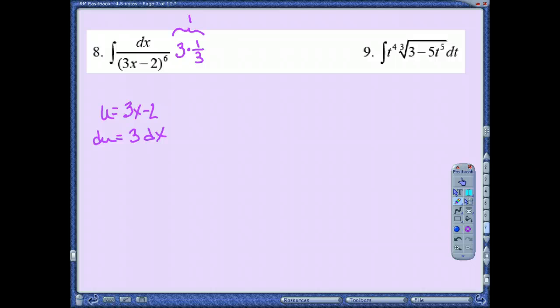Remember that with integrals, you can push a constant through the integral. So I want the 3 on the inside, but I don't want the 1/3. So what I'm going to do is pull what I don't need out of the integral and put it out in front. So what I end up with looks like this: 1/3 times the integral of 3 dx over (3x minus 2) to the 6th power.